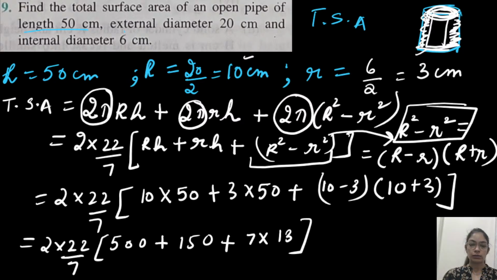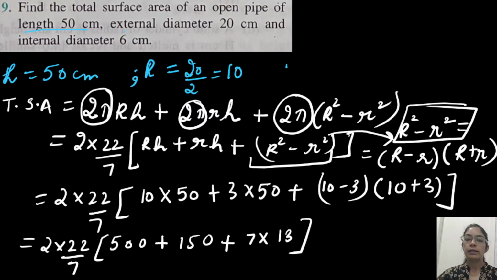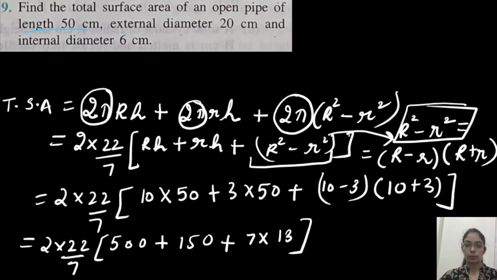You can start sending the calculations now. You can see we have reached this part of the question. So 7 into 13 we can further write. Along with me, you can write. If you are not writing, you can just take the screenshots also, and then later on you can write it in your notebooks. Then what we are left with now, 2 into 22 by 7, we can write as 44 by 7.